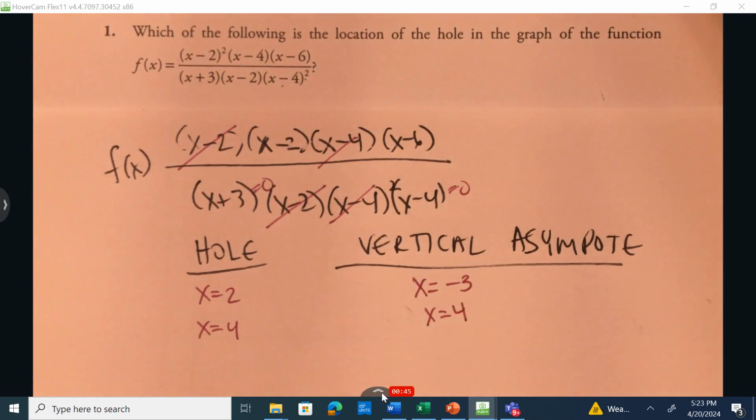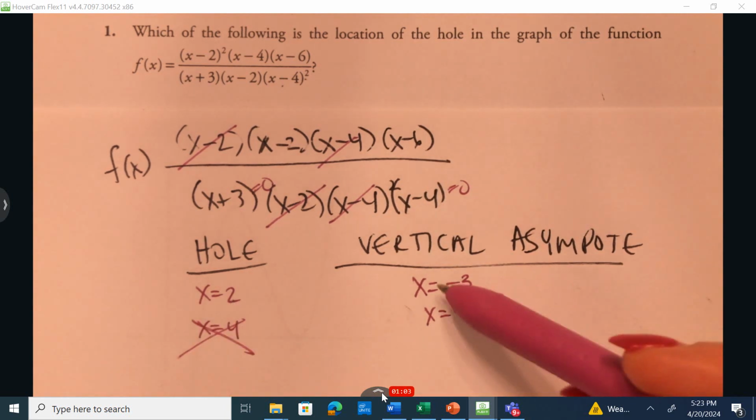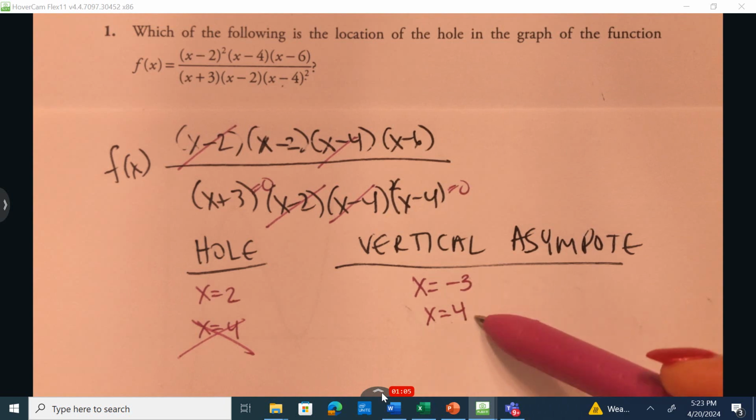Now notice here that we have both a hole, before we analyze this, at x equals 4 and a vertical asymptote at x equals 4. Not both will occur. When you see a duplicate value in both categories, the vertical asymptote will always trump. So we have one hole at x equals 2 in the graph, and the vertical asymptotes will be at x equals negative 3 and at x equals 4.